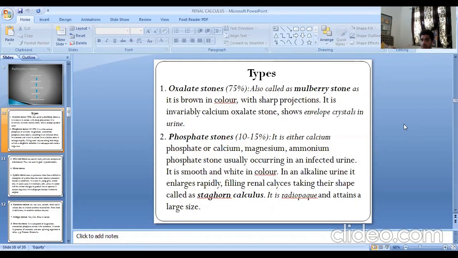Let's begin with types. Oxalate stone, also called mulberry stone, as it is brown in color with sharp projections. It is invariably a calcium oxalate stone, showing envelope crystals in urine.